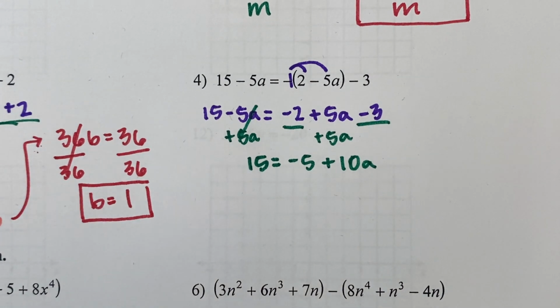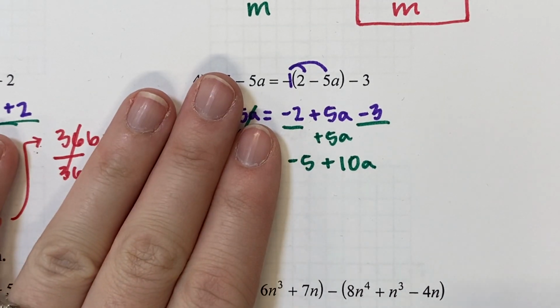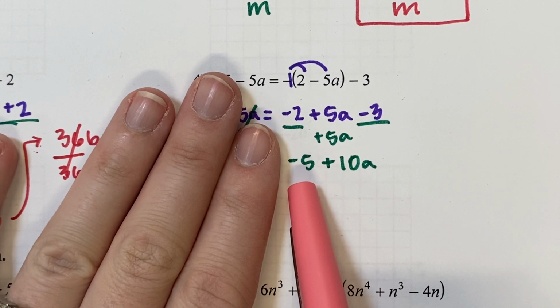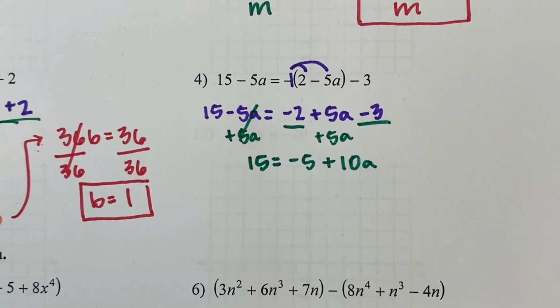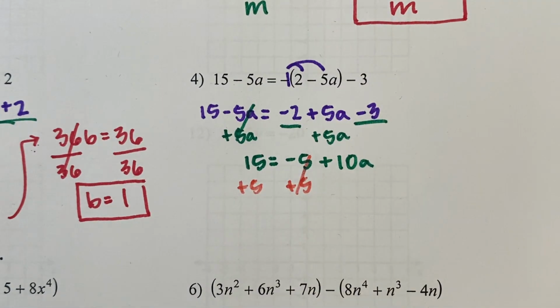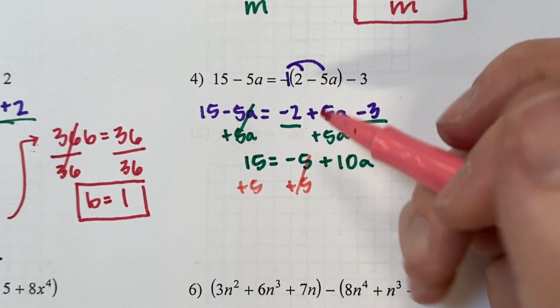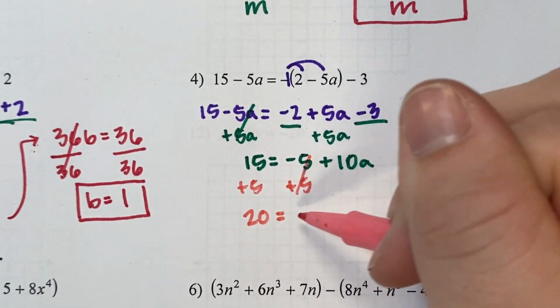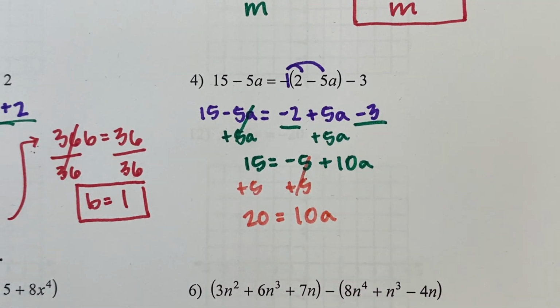Alrighty, now I'm looking at my side with my a. So I need to get rid of what's farthest away, which is going to be this negative 5. So we're going to do the opposite and add 5 to both sides. So I get 15 plus 5 is 20 equals 10a.